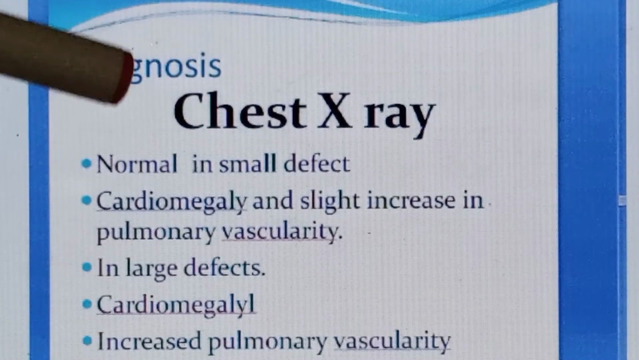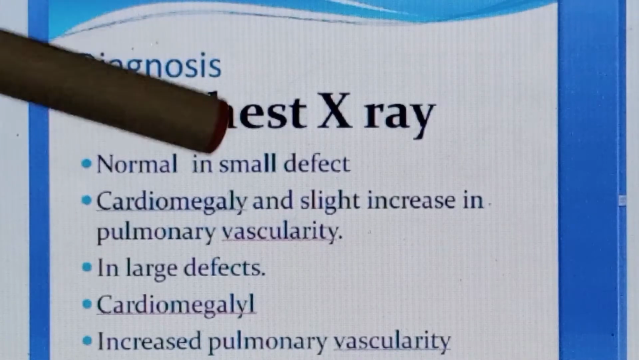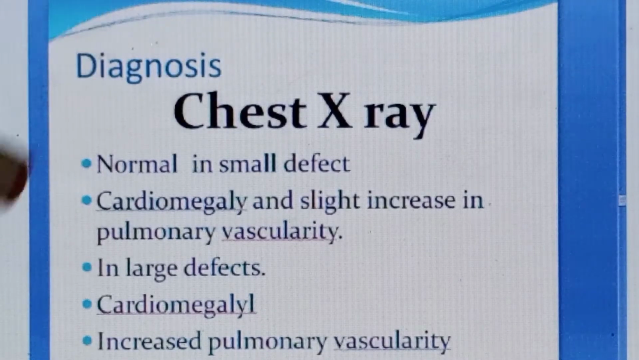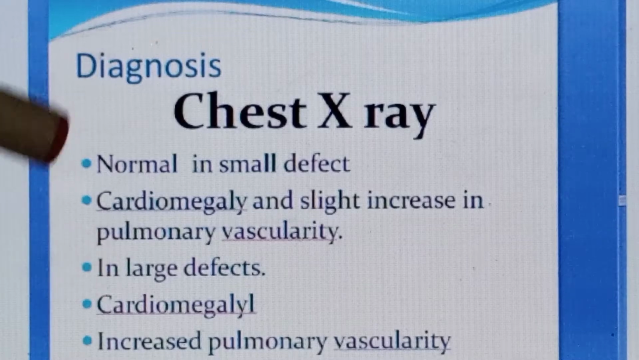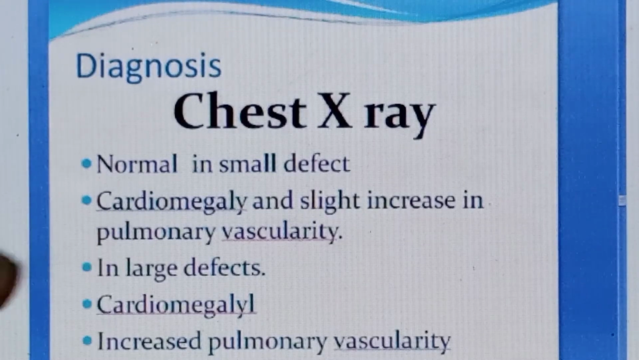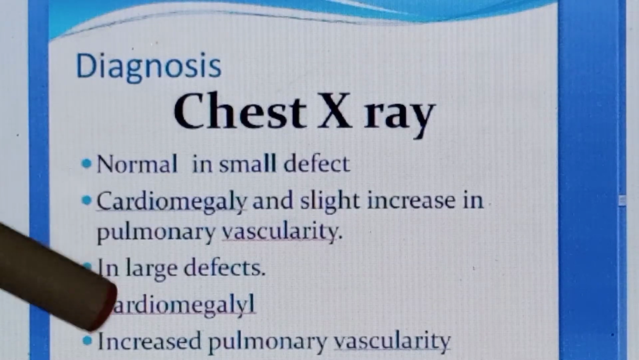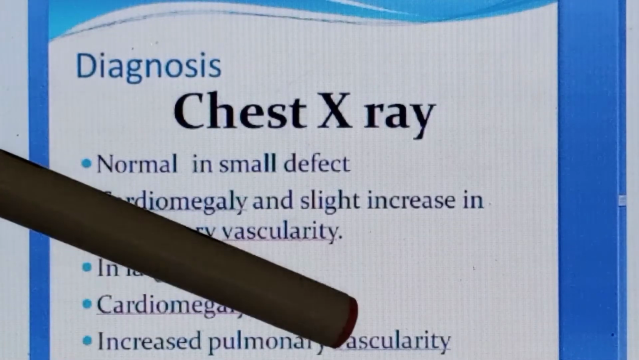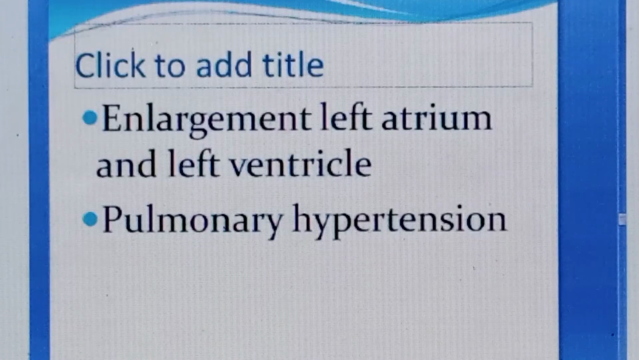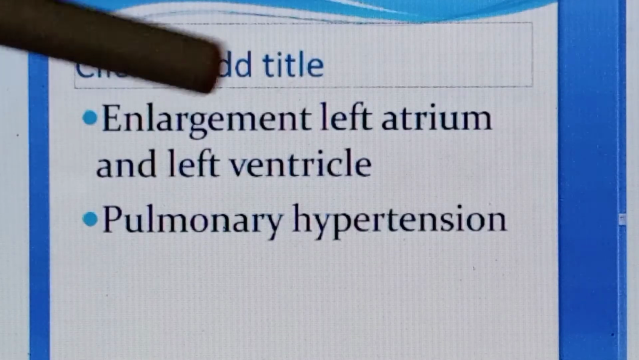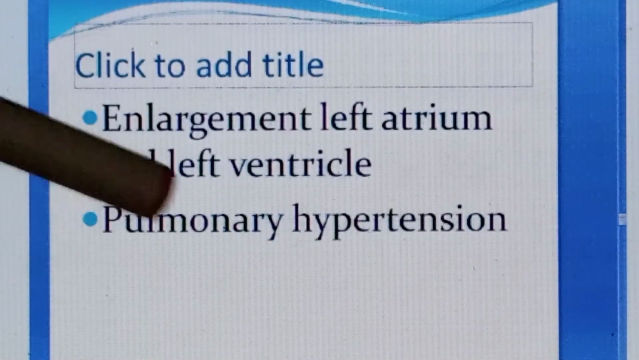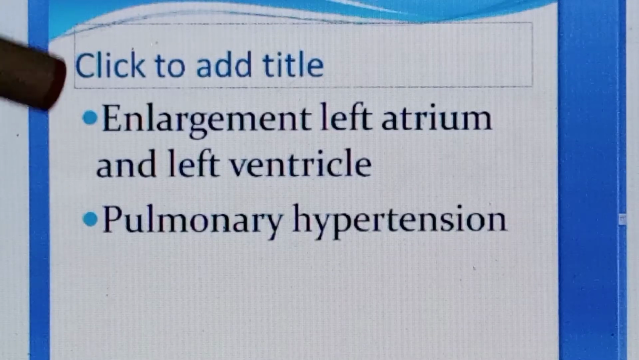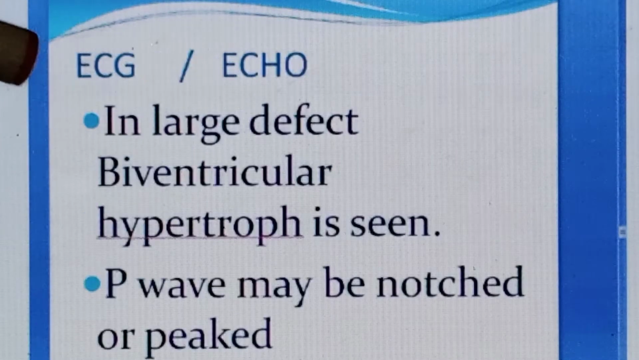If the VSD is smaller or the defect is smaller, then the chest x-ray is normal. But in larger defects, as we have discussed previously, due to volume overload, cardiomegaly may be seen in the chest x-ray, and there is increased pulmonary vascularity, and there is enlargement of the left atrium and left ventricle and pulmonary hypertension on the chest x-ray if the size of the defect is large.